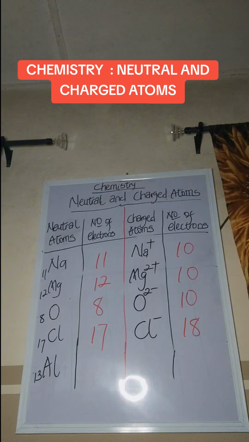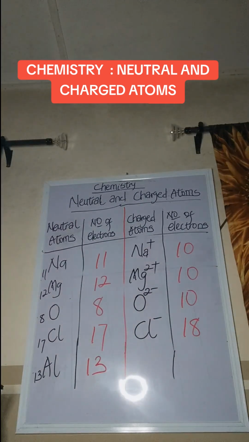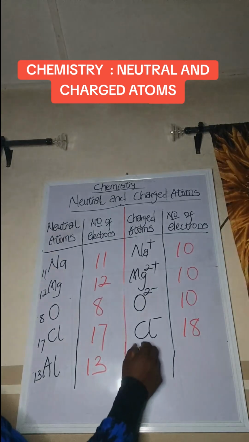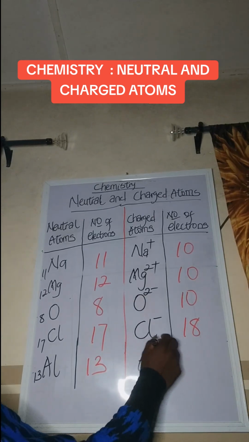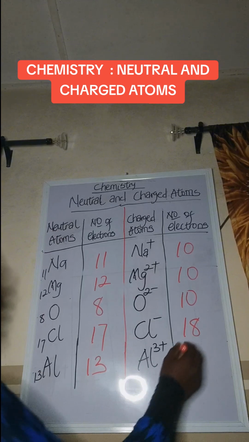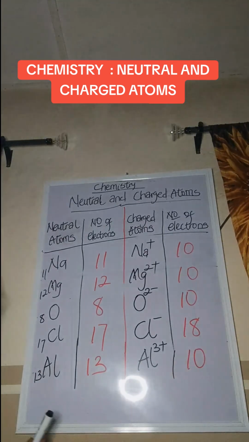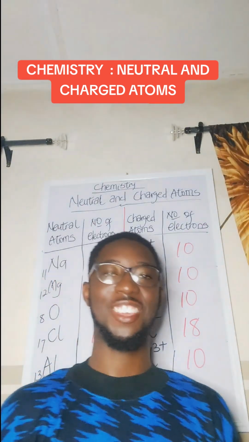Then finally we have aluminium. Aluminium has atomic number, or proton number, 13. It means that the number of electrons is 13. So when aluminium is charged, it loses 3 electrons to become aluminium ion. So if it loses 3 electrons, the number of electrons now for the charged aluminium becomes 10. So that is that for neutral and charged atoms. Thank you for listening.